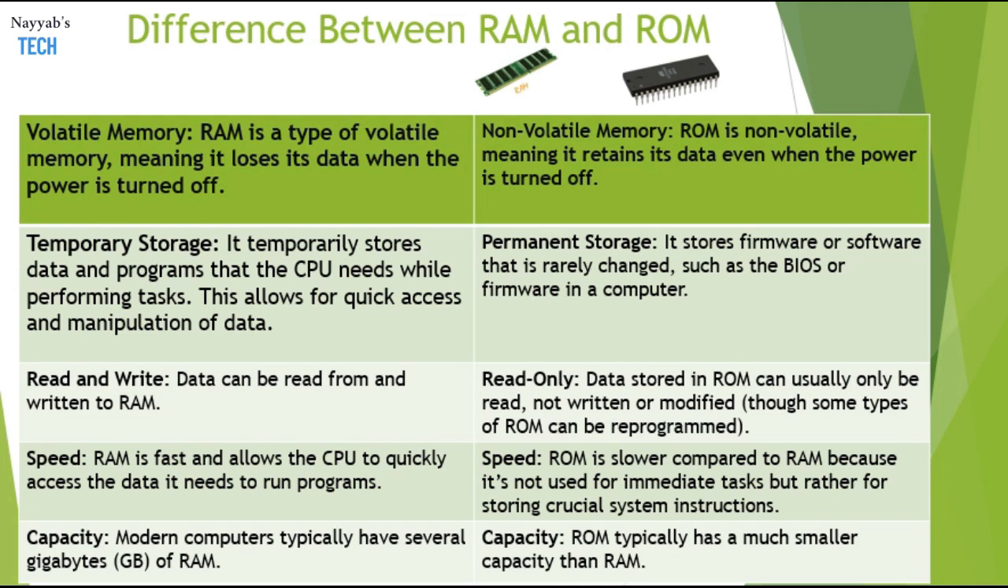When I talk about the speed of ROM, ROM is slower compared to RAM because it is not used for immediate tasks but rather for storing crucial system instructions. ROM only stores permanent data, and it stores the data which is crucial for system instructions. So ROM is slower because it is not meant for immediate tasks compared to RAM.